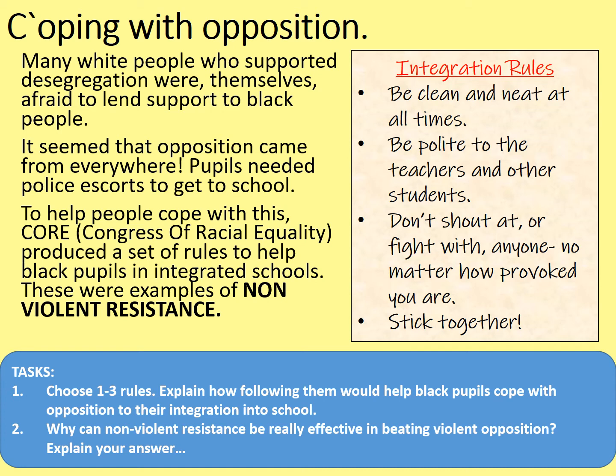A couple of tasks then. Choose 1 to 3 of the rules. Explain how following them would help black pupils cope with opposition to their integration in school. Secondly, why can non-violent resistance be really effective in beating violent opposition? Explain your answer. You can pause the video now while you attempt those tasks.